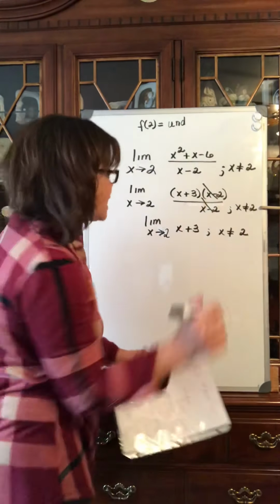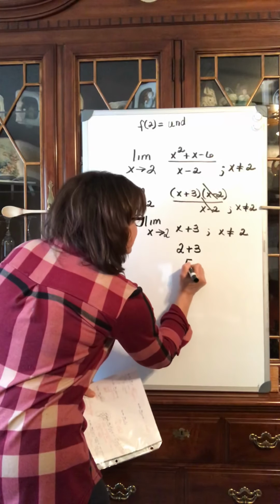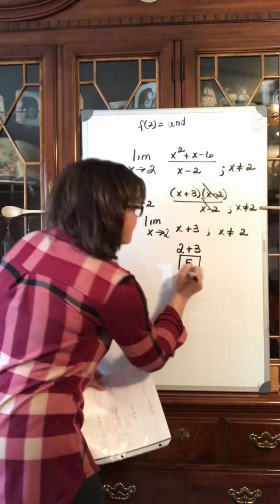Direct substitution, I'm substituting 2 in for x plus 3. So the limit would be a y value of 5. Now let's see if that makes any sense at all.